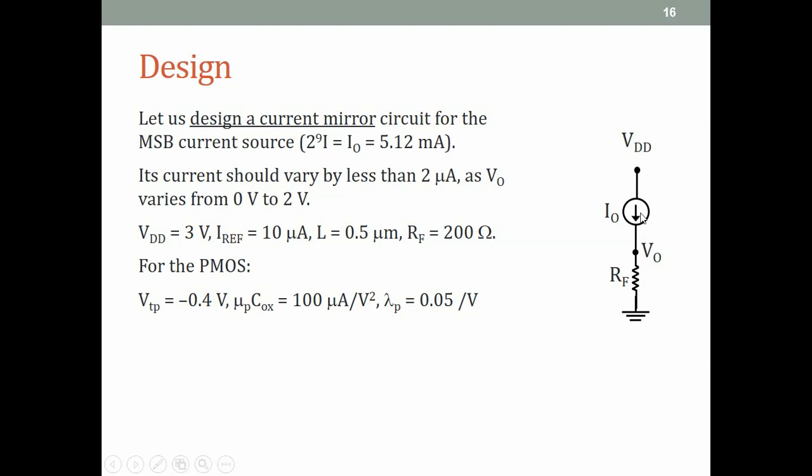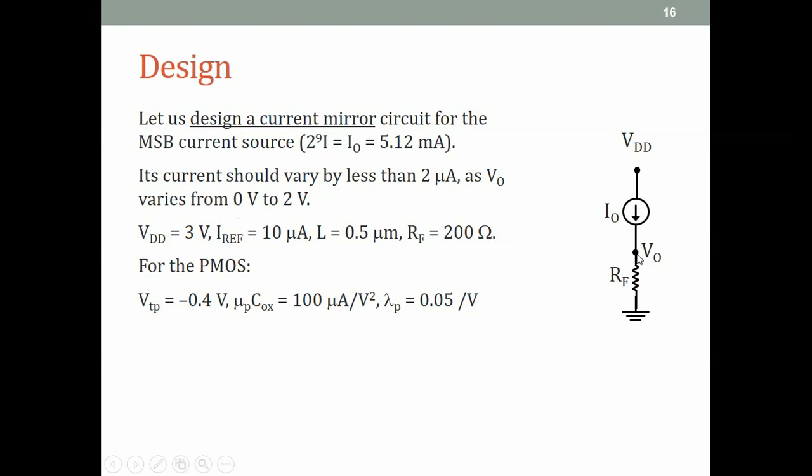Now what we are asking is that we design this current source with a current mirror circuit such that the error caused by this current source, as VO varies from 0 volts to 2 volts, is less than 2 microamperes. Think about it: this VO will change from 0 volts to 2 volts as the digital input changes from all zeros to all ones.